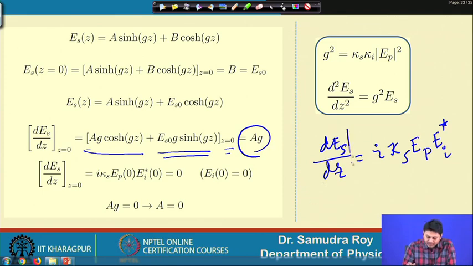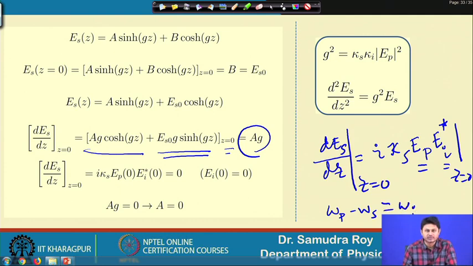When I find this quantity at z equal to 0, we need to find E p at z equal to 0 and E I at z equal to 0. But E I is a field of a different frequency. The frequency associated with E I is the difference frequency omega p minus omega s. So at the input, the field of this frequency was not there, so I can write E I at 0 equal to 0.